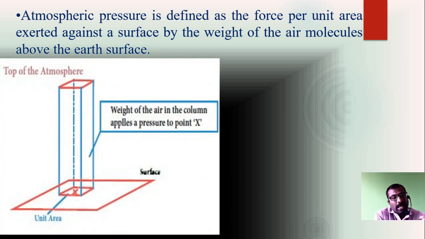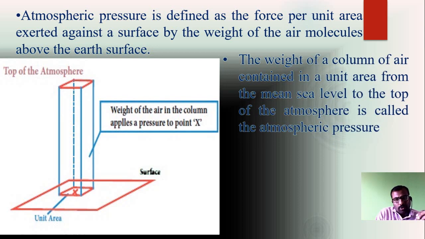In this diagram, I explain what atmospheric pressure is. This bar shows the unit area; the weight of air in a column of pillars as pressure at a point on the unit surface area is called atmospheric pressure. The weight of a column of air contained in a unit area from the mean sea level to the top of the atmosphere is called atmospheric pressure.